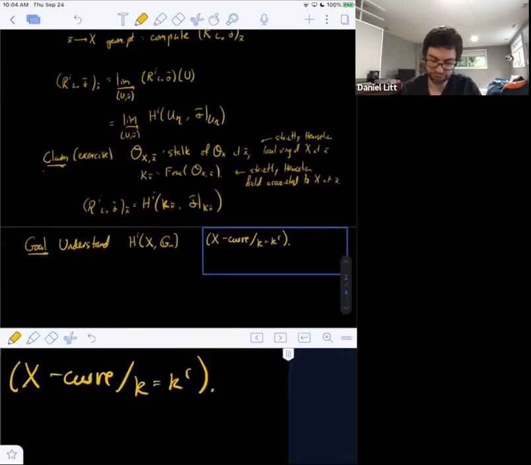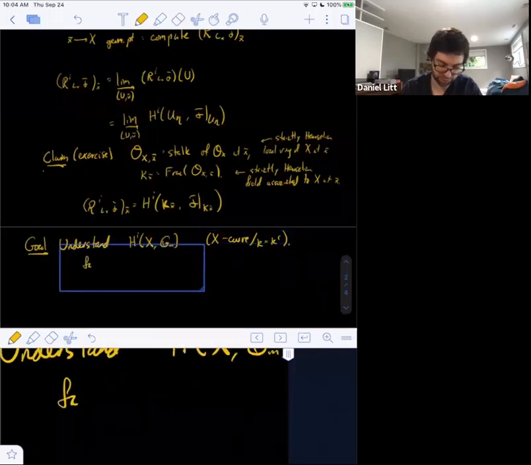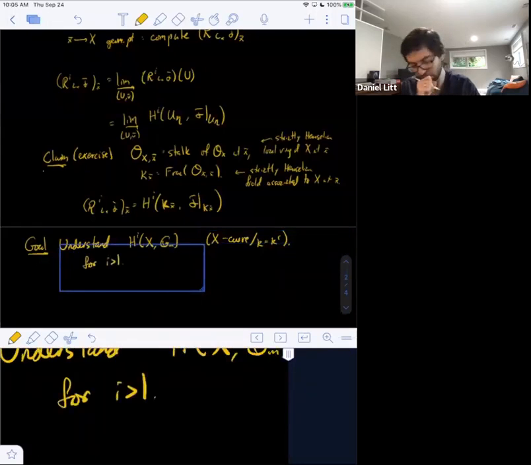And so far we've succeeded in understanding H^i for i equals 0 and 1. So we need to understand this for i bigger than 1. And the goal will be to reduce it to some computations in Galois cohomology. So this proposition, or this claim I just made for you, will be the key formal input, and then we're going to have to actually do some computations in Galois cohomology.